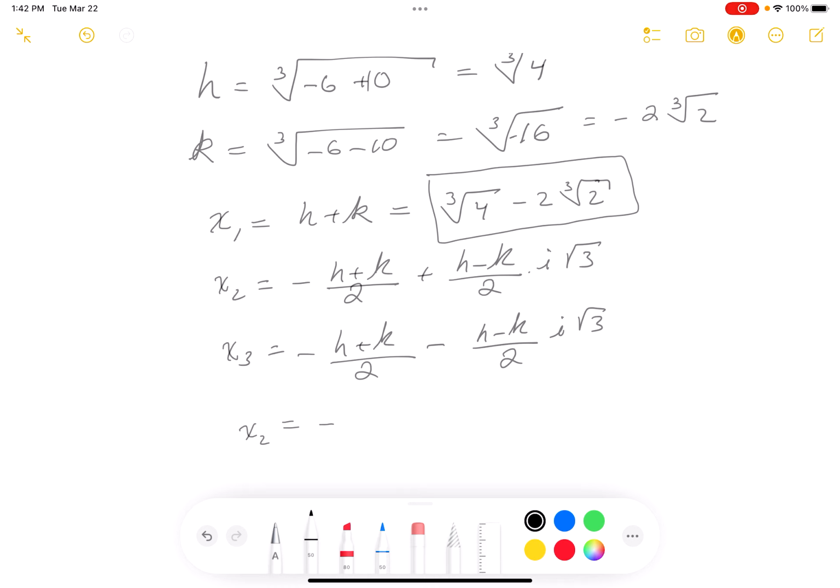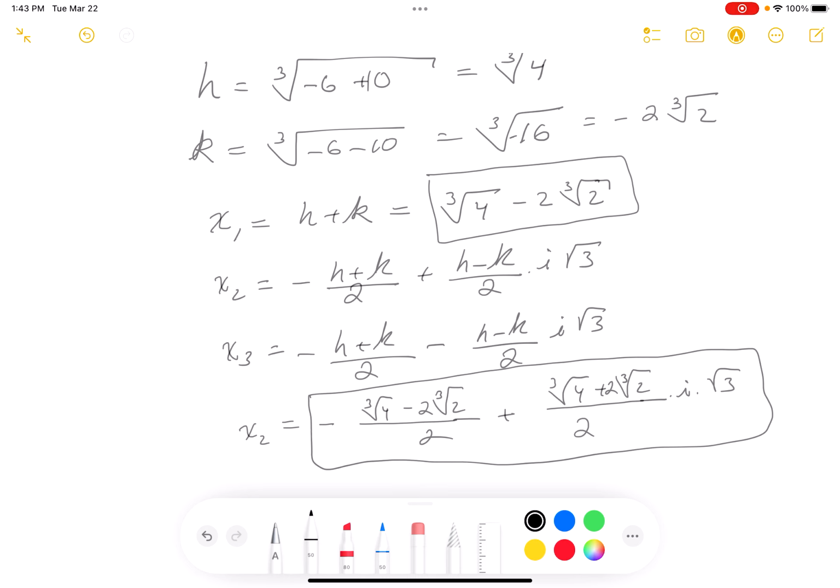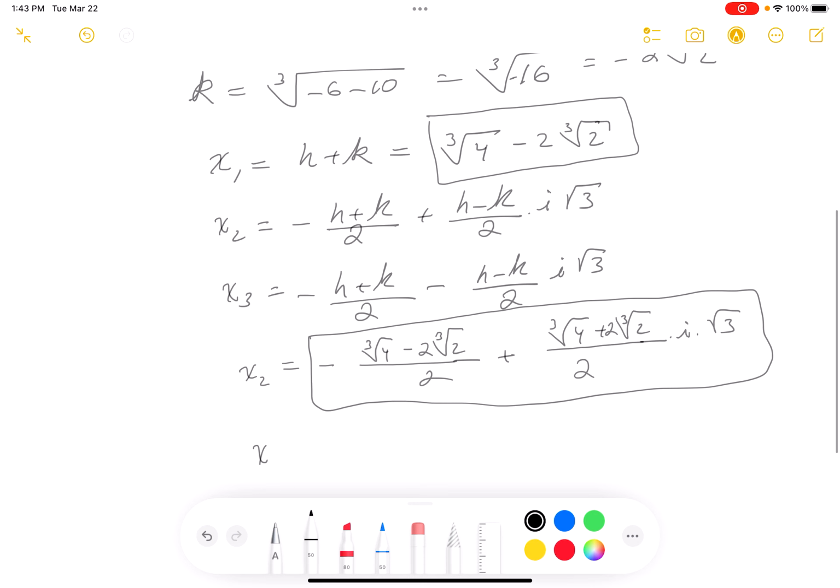Equals, I don't know if I want to simplify this, though. Well, I've already done h plus k, right? So it's root 3 over 4 minus 2. When I say root, I meant cube root. Cube root of 2 over 2. Let's write this down. Plus 2 cube root of 4 plus the cube root. I'm sorry, 2 cube root of 2. We'll look at the key later. And this will be i root 3. There are multiplications. I'm going to put a box on this. Nasty looking number.